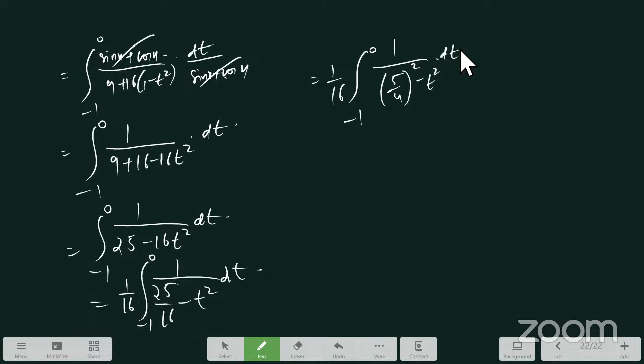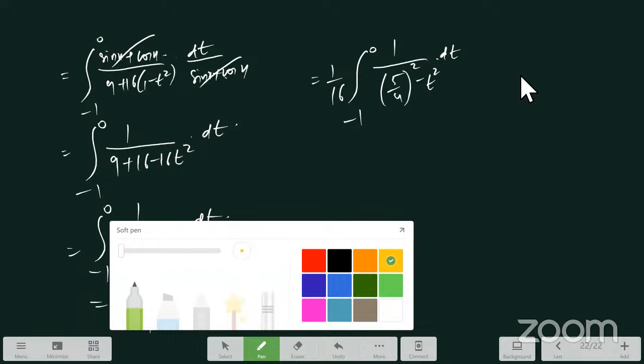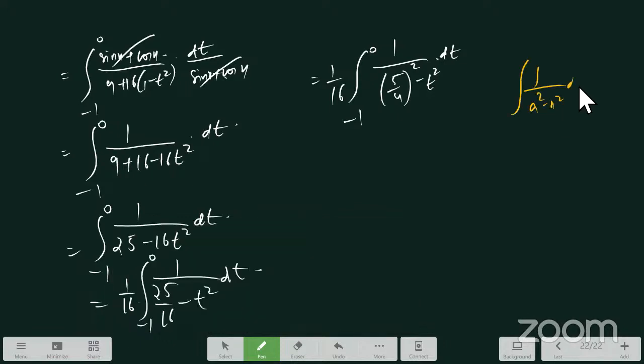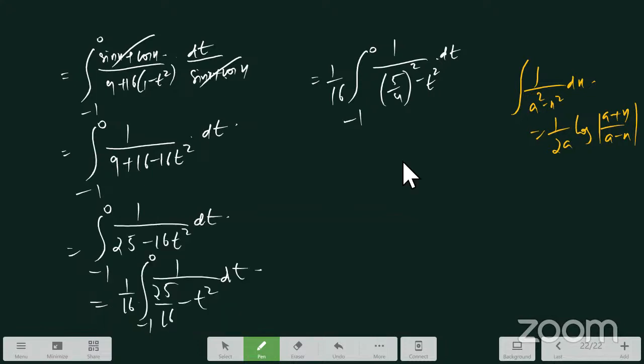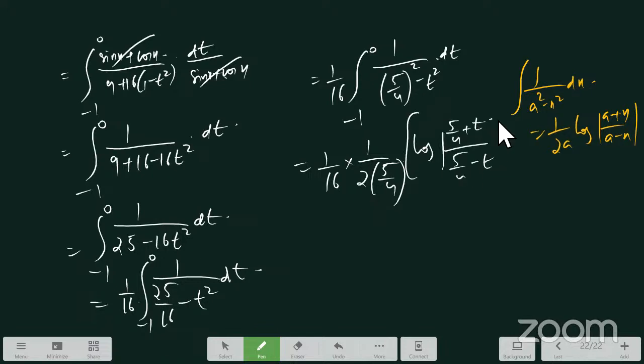Now, how does it look? What is that formula I'm going to use? Integration of 1 by a square minus x square dx is 1 by 2a log of a plus x by a minus x. Is it clear? So 1 by 16 into 1 by 2a, 5 by 4. And what is that? Log of 5 by 4 plus t by 5 by 4 minus t.